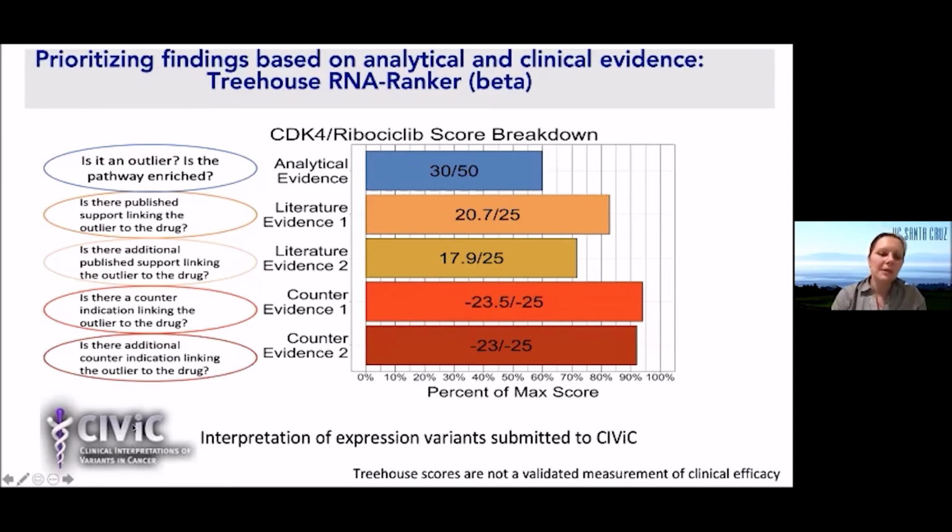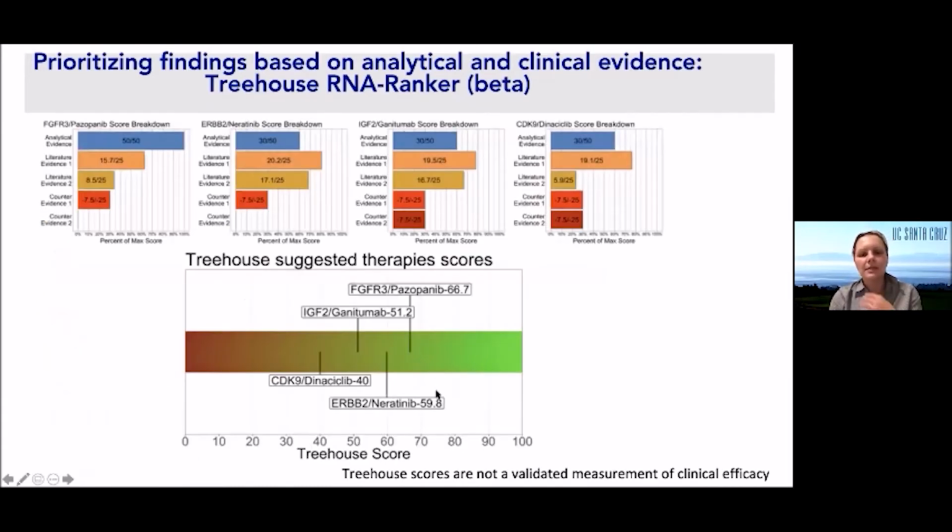And then we submit all of our interpretation to the CIVIC database, which is a public effort where many different experts submit their interpretations, and this could be reviewed by experts and refined as well. So all of our gene expression interpretations are in CIVIC. And so this is the kind of thing that we would report to the clinical team.